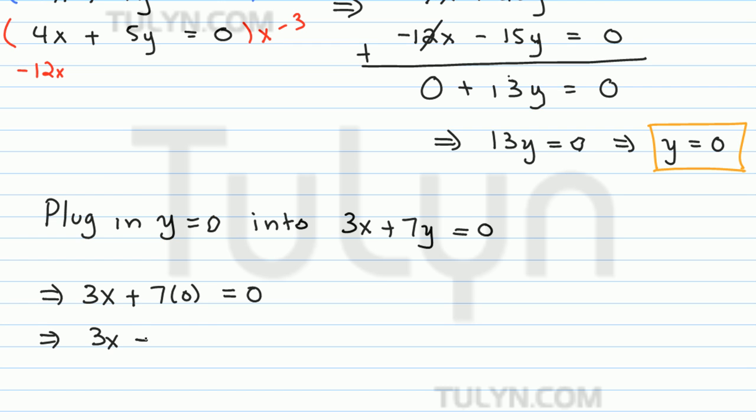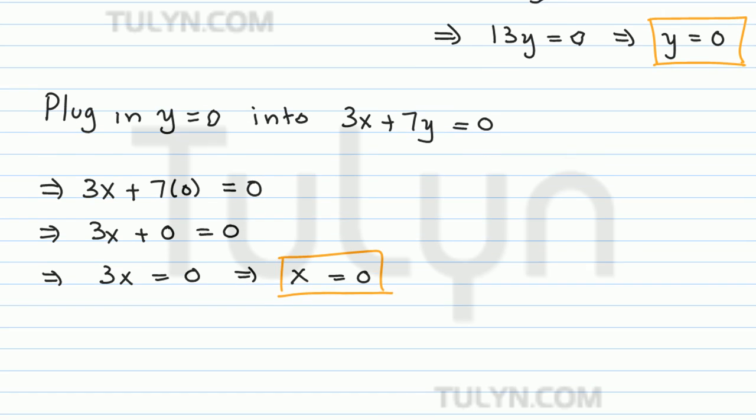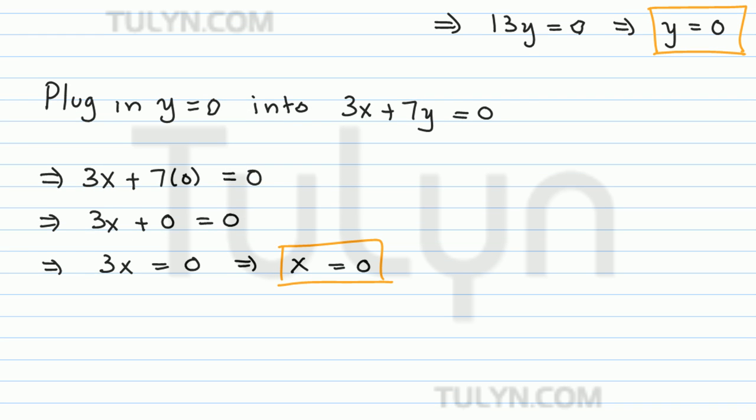So 3x plus 0 is equal to 0, which simplifies to 3x is equal to 0, which can only happen, again, if x is equal to 0 itself. So now we have our two solutions, which are y is equal to 0 and x is equal to 0. And I want you to note that this is different from not having any solutions. 0 is a valid number as a solution.